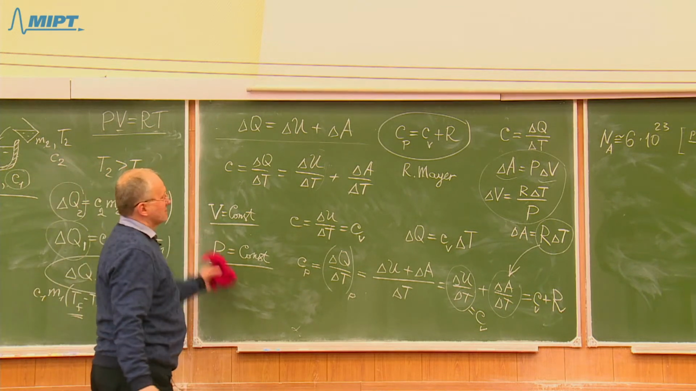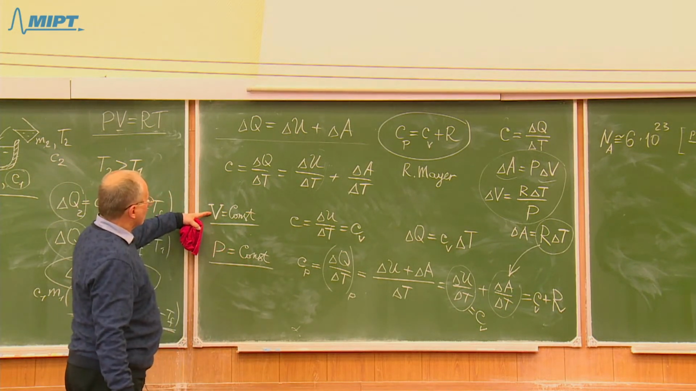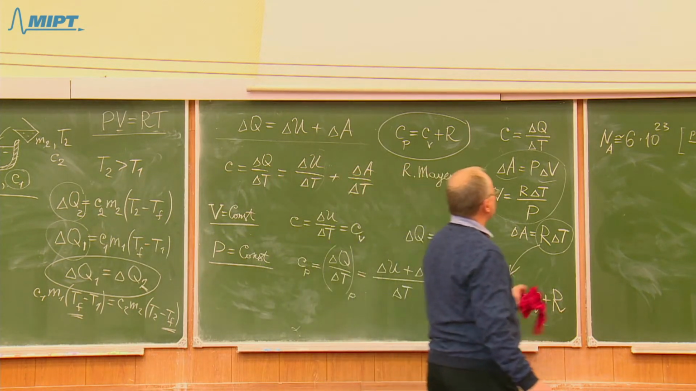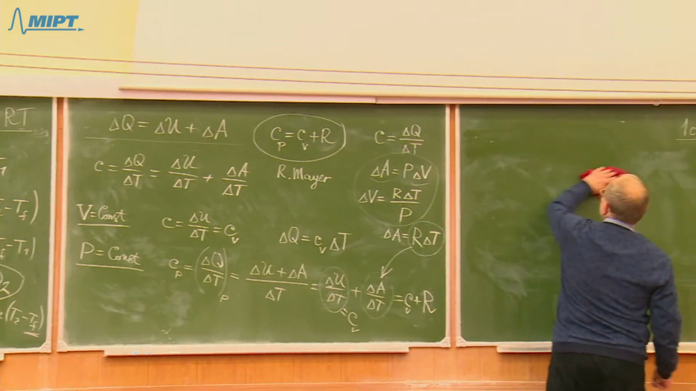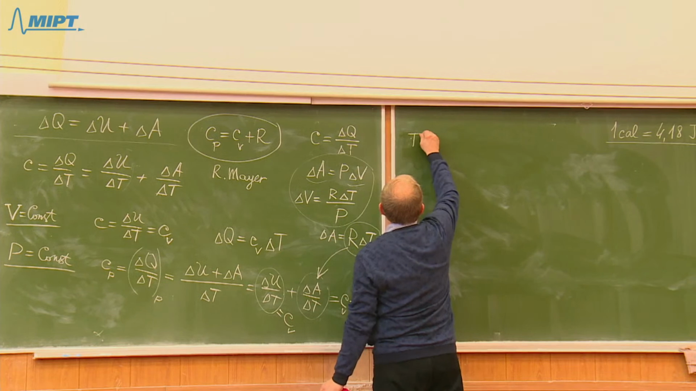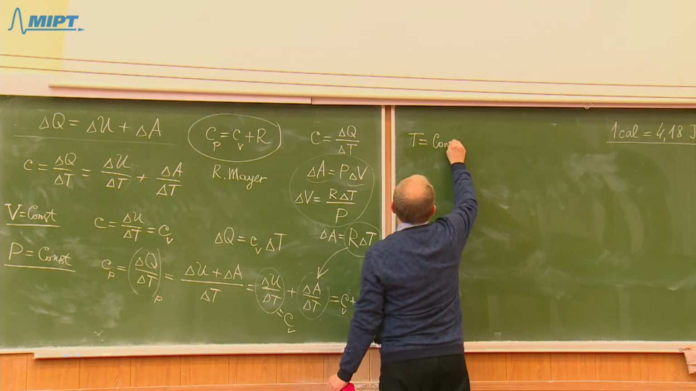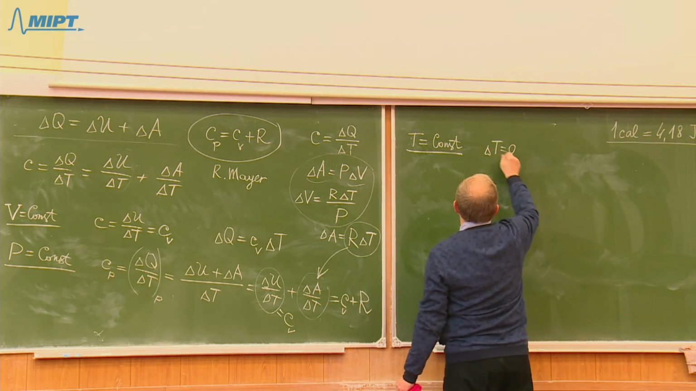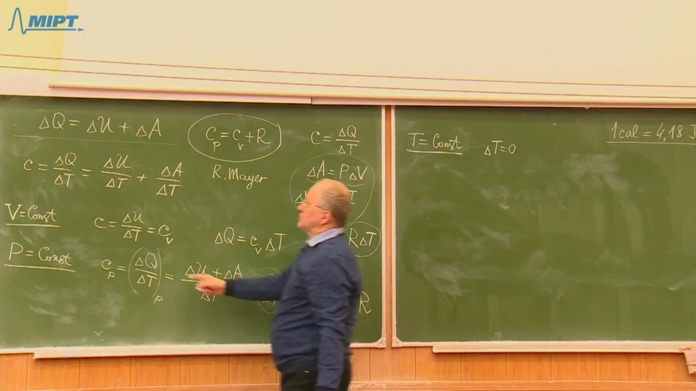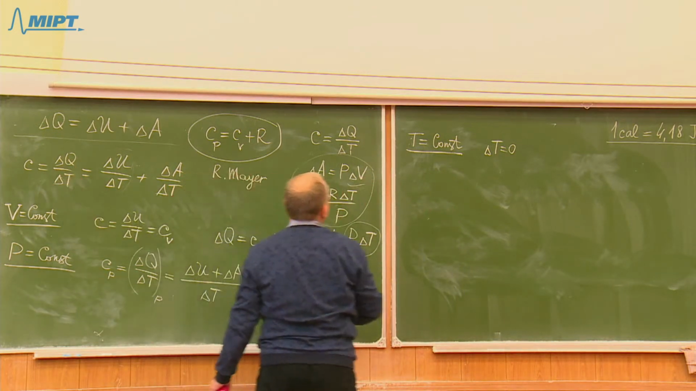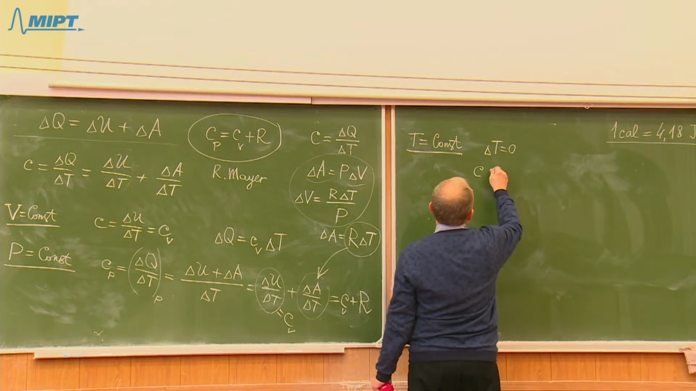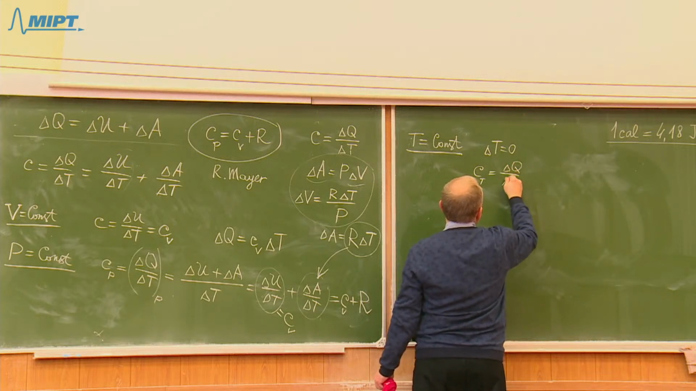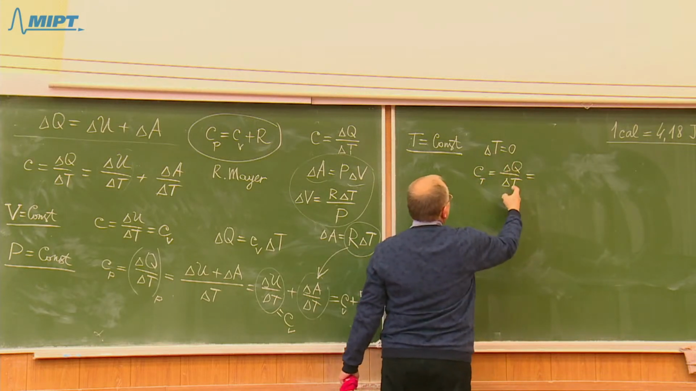What about other processes? We have considered a process under constant volume and a process under constant pressure. What about other possibilities? If we take, for example, a process under constant temperature, then the change in temperature will be 0. And then, by definition, the heat capacity is delta Q divided by delta T. Heat capacity under constant temperature will be given by the same formula, because this is the definition. But in this case, delta T is 0.